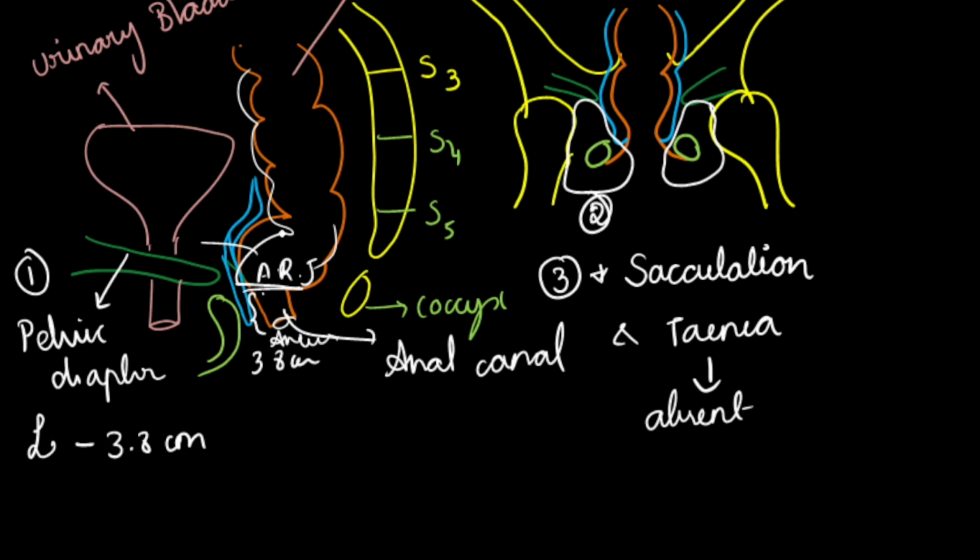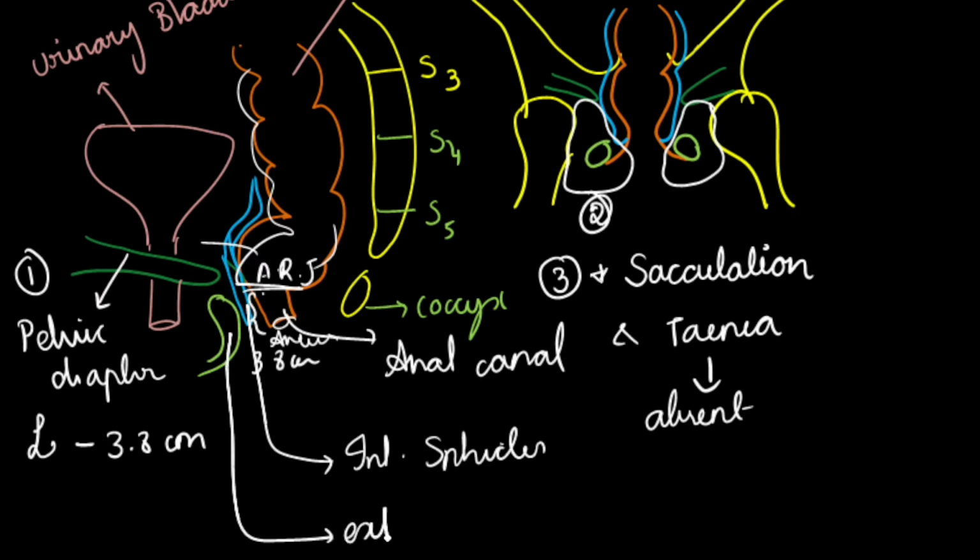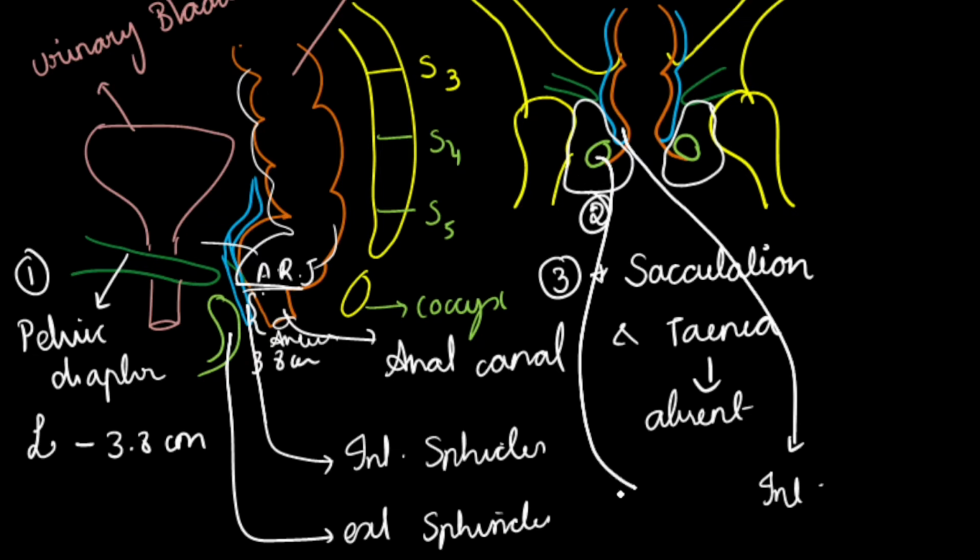And then this anal canal is surrounded by an inner involuntary sphincter. So this blue one is the internal anal sphincter, and this green one is the external anal sphincter. I will show you in this cross sectional image also. This blue one, which is exactly surrounding, is internal, and this green one, which is present outside, is the external anal sphincter.